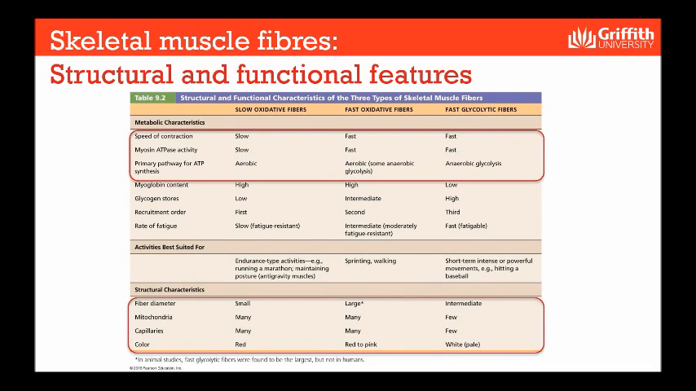The primary pathway of ATP synthesis relates to whether or not the process utilizes oxygen. Thus, slow oxidative and fast oxidative fibers produce ATP via aerobic respiration, and fast glycolytic fibers produce ATP via anaerobic glycolysis in the absence of oxygen. Speed of contraction and the primary pathway of ATP synthesis is important to note here. If you can associate the structural features to suit the function, you will have already learned everything on this table.